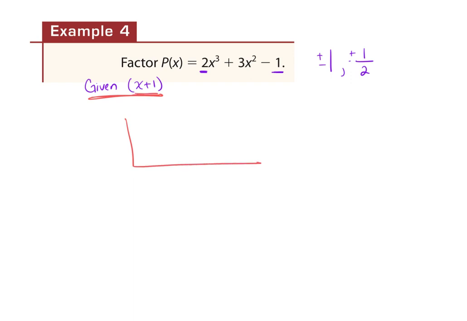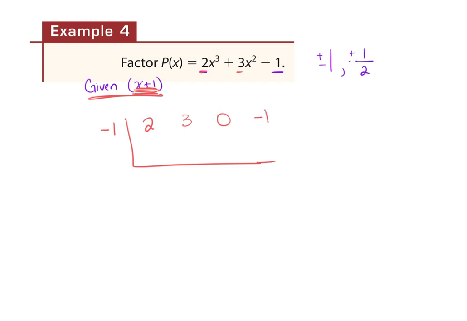On the outside here, what am I going to put? Yeah, I'm going to put negative 1 because I have x plus 1, set it equal to 0. So out here, I'm going to put negative 1. And on the inside of my synthetic, I'm going to use my coefficients. My first coefficient is 2. My coefficient of x squared is 3. I do not have an x, so I need to put a 0 there. And then my constant is negative 1.